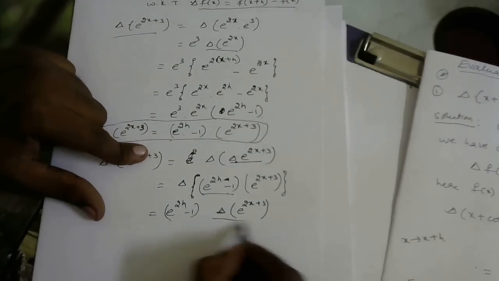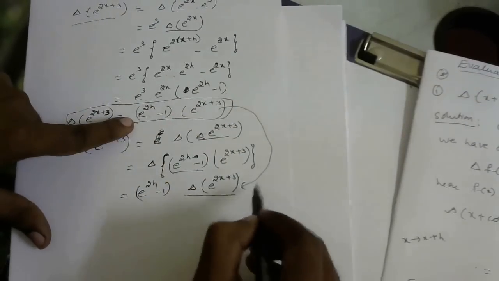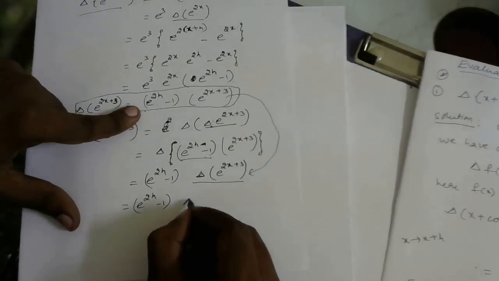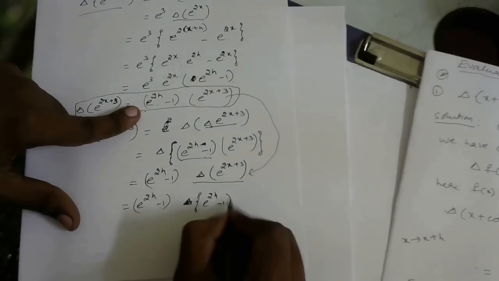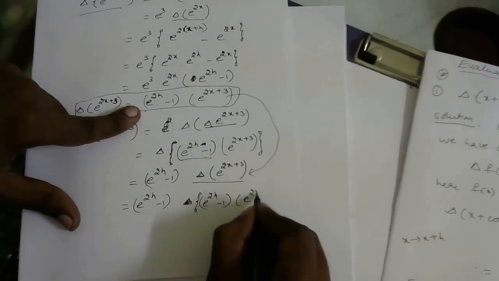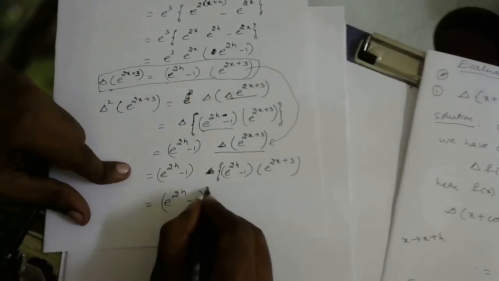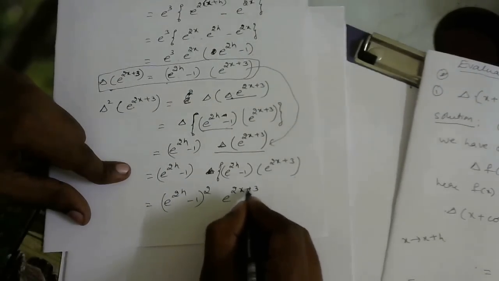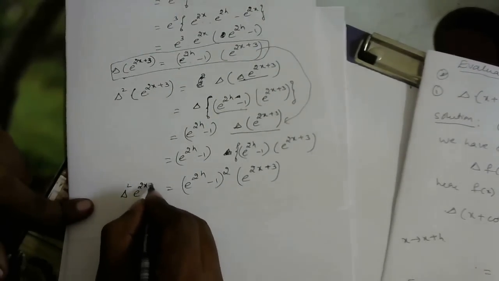Now what is delta e to the power of 2x plus 3? Again substitute the same formula here. So what do you get? e to the power of 2h minus 1 into delta, now here what do you get? e to the power of 2h minus 1 into e to the power of 2x plus 3. So this becomes e to the power of 2h minus 1 whole square into e to the power of 2x plus 3. So this is for delta square e to the power of 2x plus 3.